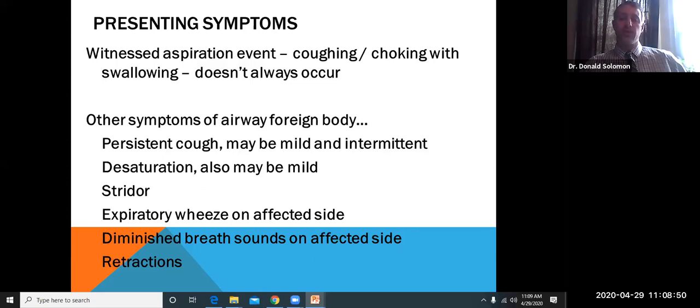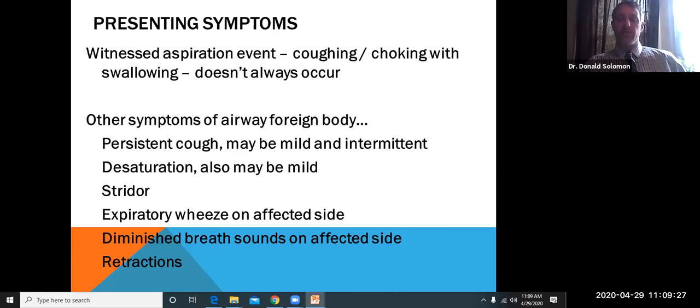Most of these children that you'll see in the ER will be coughing intermittently. Some of them will have desaturation, and in my experience, the desaturation isn't significant unless it's a large and obstructive foreign body. So you might see a child that's usually 98-99% on room air, all of a sudden they're hanging around 94, 95, 96. And it's subtle, but you have to be aware of that and be thinking about that, because it's one of those clues that's going to suggest to you that you need to call your attending, have them weigh in and decide if you need to take the child to the operating room.